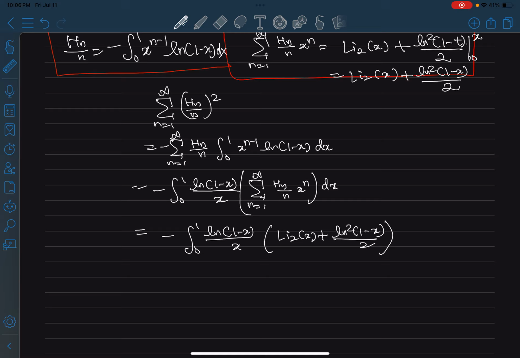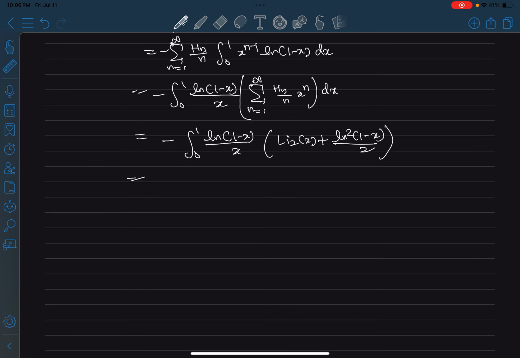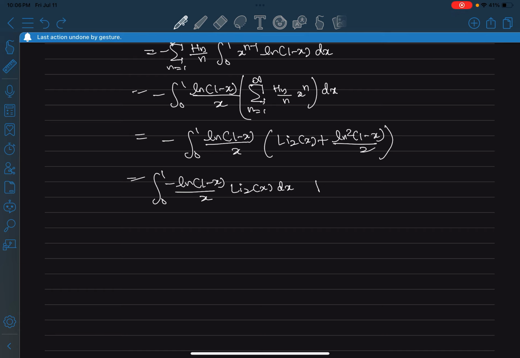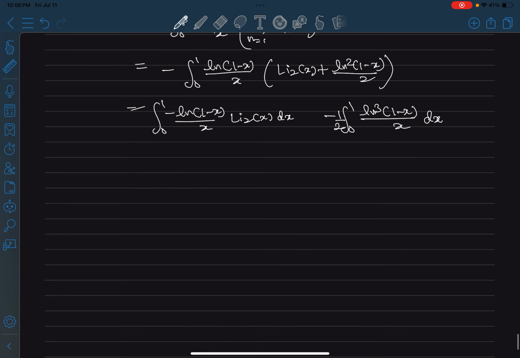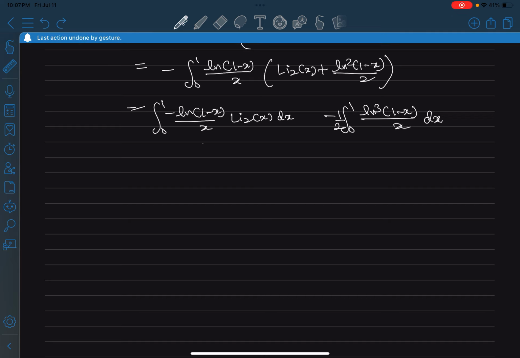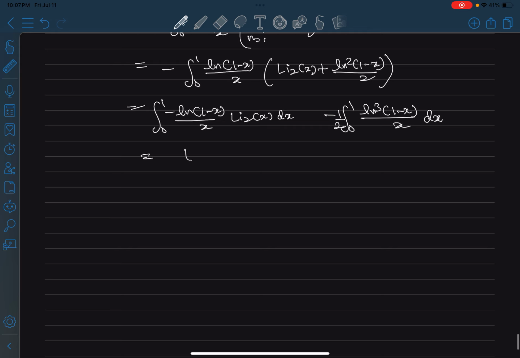Okay, and now after this, what you can do is write this as minus ln(1 minus x) by x times li2 of x dx, plus, sorry, minus the integral from 0 to 1 of ln cubed of (1 minus x) by x dx, with 1 over 2 in front, right? Now for the first one, if I make the substitution u is li2 of x, du is just minus ln(1 minus x) by x, right? So this is actually li2 of x whole squared by 2 from 0 to 1, and minus 1 over 2.